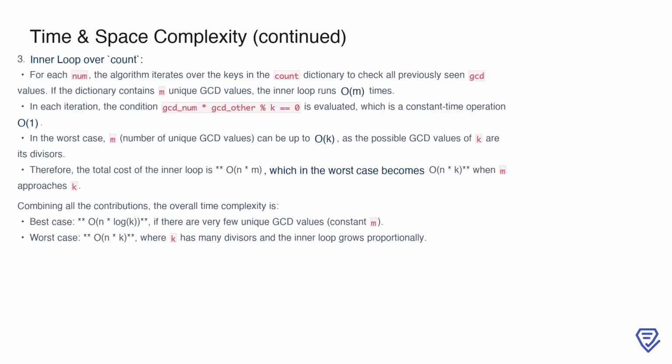In the worst case, the number of unique GCD values can be as large as the number of divisors of k, which is O(k). Therefore, the inner loop contributes O(n * m) to the total complexity, which becomes O(n * k) in the worst case. Combining all these contributions, the time complexity ranges from O(n * log k) in the best case, where m is small, to O(n * k) in the worst case, where k has many divisors.